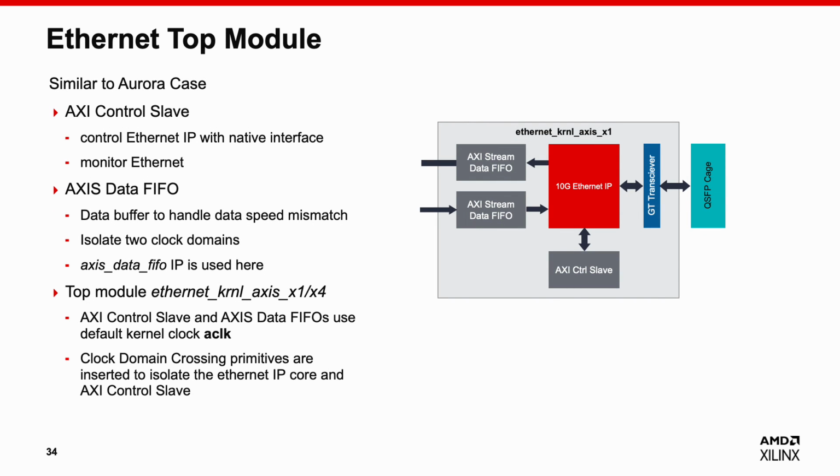The top-level RTL wrapper for the Ethernet kernel includes axis control slave and data FIFOs, just like what you have seen in the Aurora example design. The axis stream data FIFO IPs are used here again to handle the data speed mismatch and isolate the two clock domains. The clock domain crossing primitives are also used here to isolate the Ethernet IP from the axis control slave.